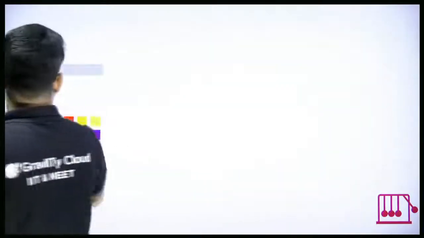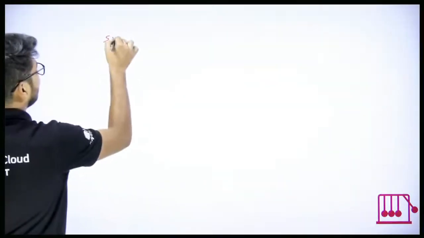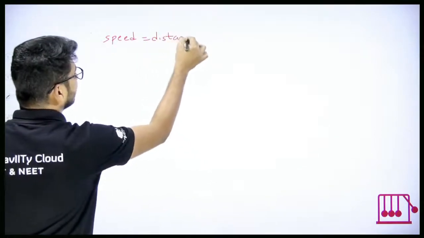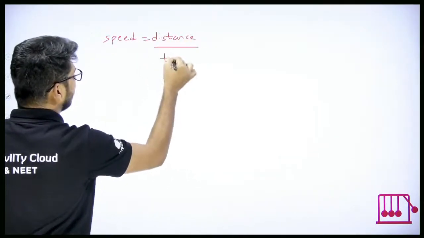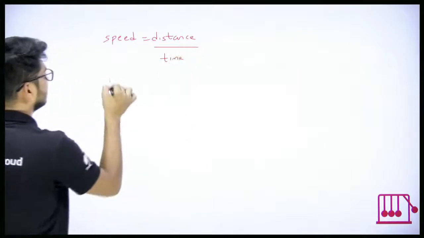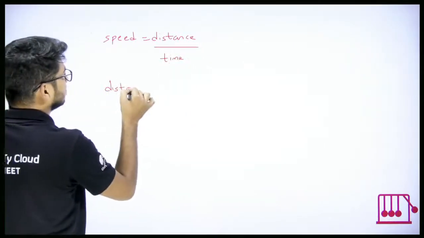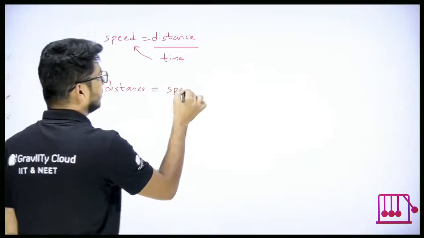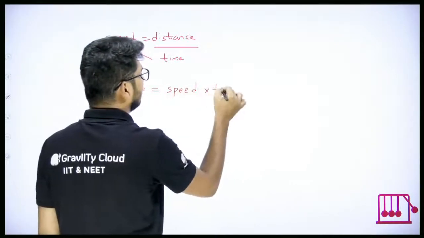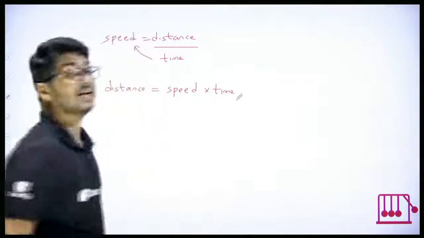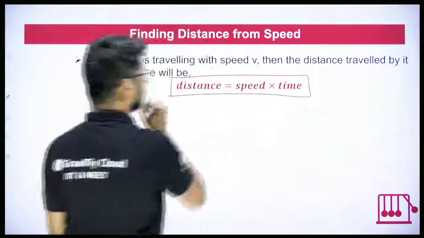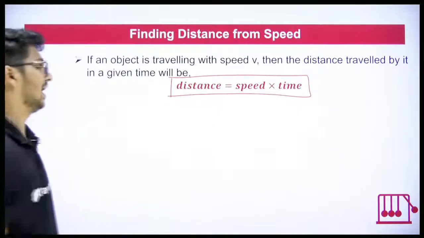Now we have a formula. We had a formula for speed as distance by time. But if I need a formula for distance, do you know what it is going to be? You take time to that side, and it becomes multiplication. Distance will be equal to speed into time. That is the formula. So if you have speed and time, you will get distance.